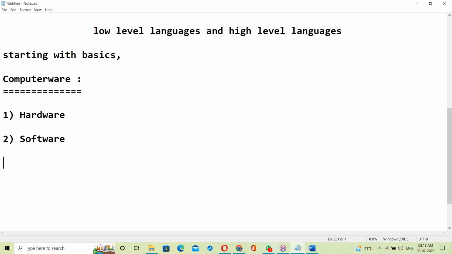Hardware is well known to you: a monitor, keyboard, hard disk, RAM memory, motherboard, all the hardware components. We can touch all the hardware components. But this is not our part. Ours is software, so let us start with software.